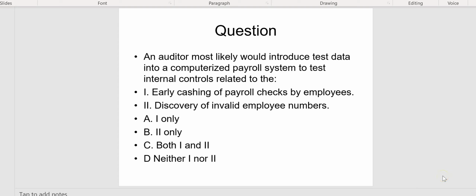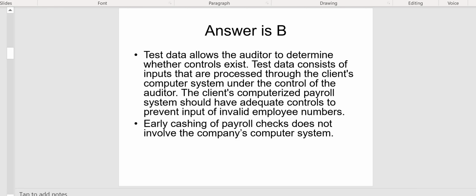How about this? An auditor most likely would introduce test data into a computerized payroll system to test internal controls related to: one, early cashing of payroll checks by employees. Well, I don't see how testing a computer system is going to tell you anything about early cashing of the checks. But two, discovery of invalid employee numbers. That's why you're going to use test data, because that's an invalid condition. So let's go with B.